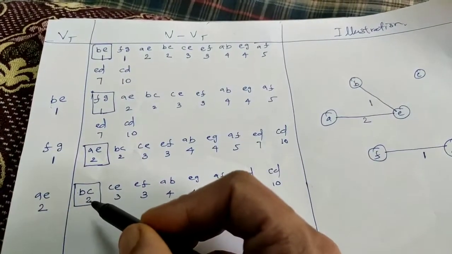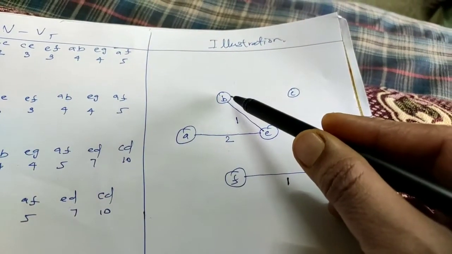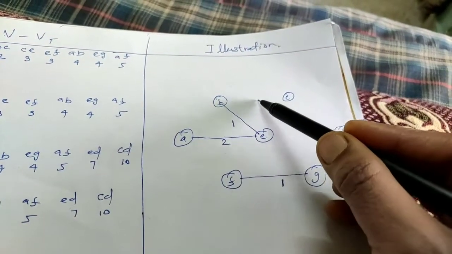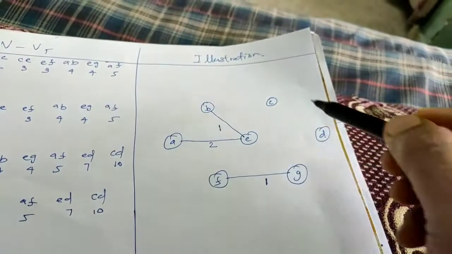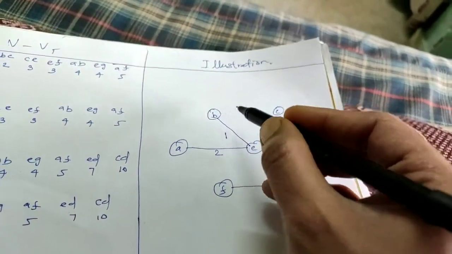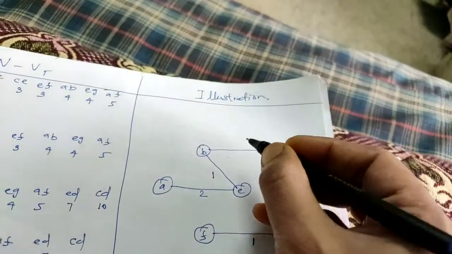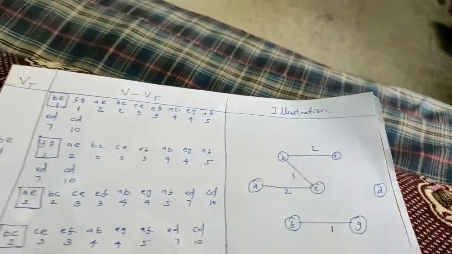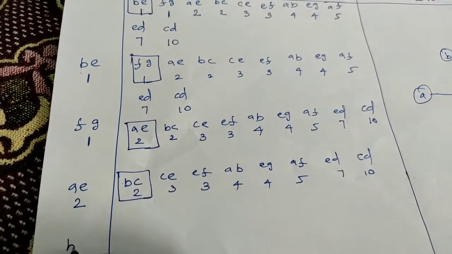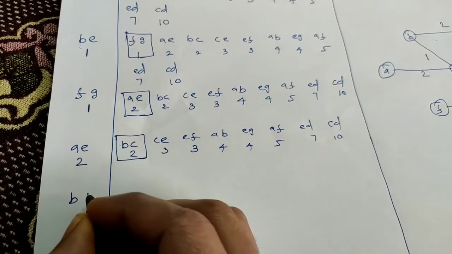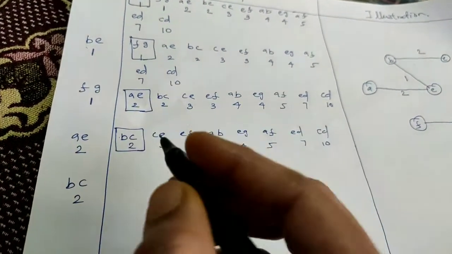See, next stage to be processed is BC. Look at the spanning tree in the illustration column. If I include BC edge, will it form a cycle in the graph? No, it will not form a cycle. So I am just going to include the edge BC with a weight 2. So bring that edge BC 2 to the tree vertex.